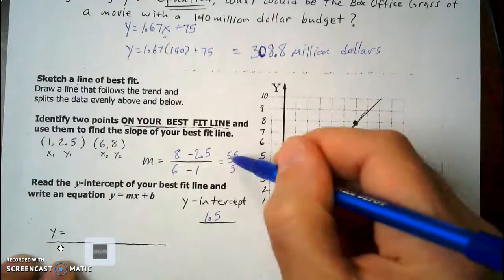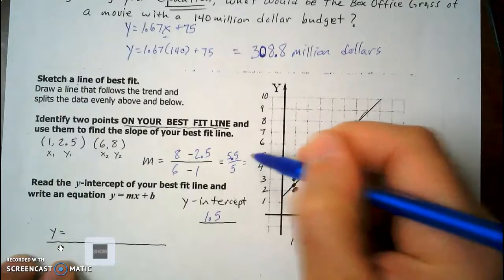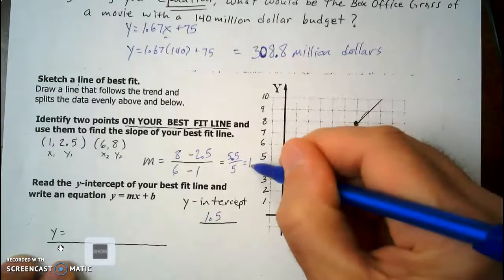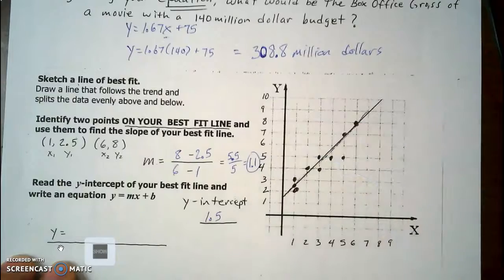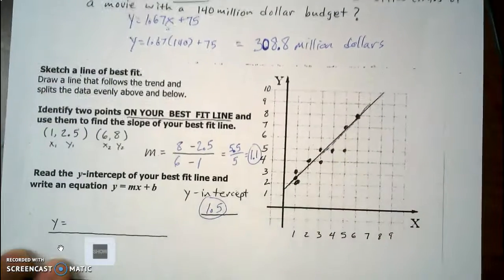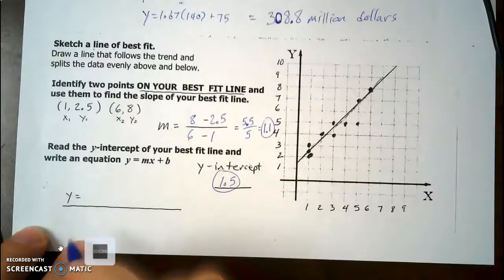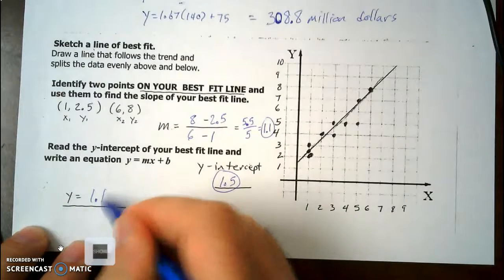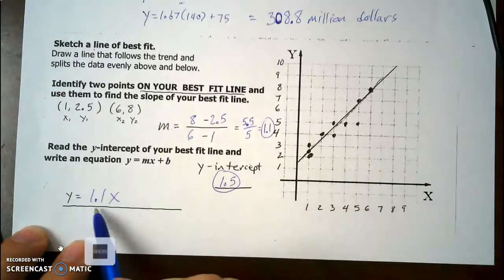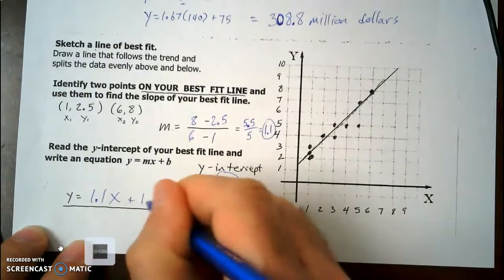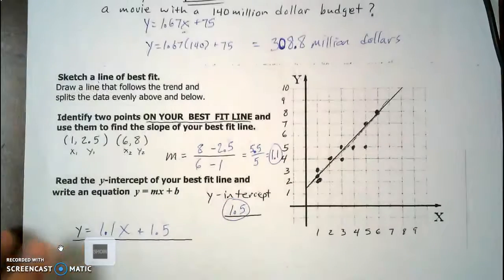Well, a lot of 5s here. And that's going to give me 1.1. That's my slope. That's my y-intercept. So when I write my equation, I can move that up a little. y equals 1.1x, see, slope goes in front of x, plus 1.5.